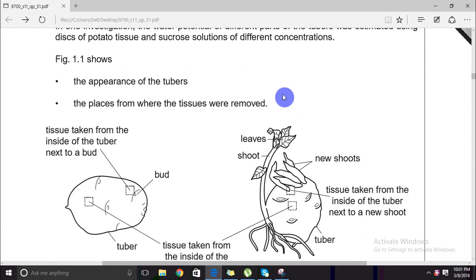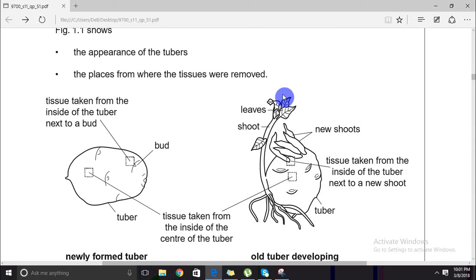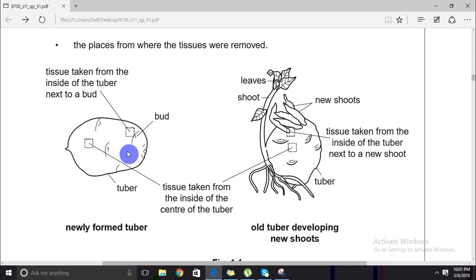And we have figure 1.1, and it shows the appearance of the tubers and the places where the tissues were removed. So this is a newly formed tuber and this is the old tuber which has begun developing new shoots. So basically from each of these, parts of tissue were removed for experimentation.